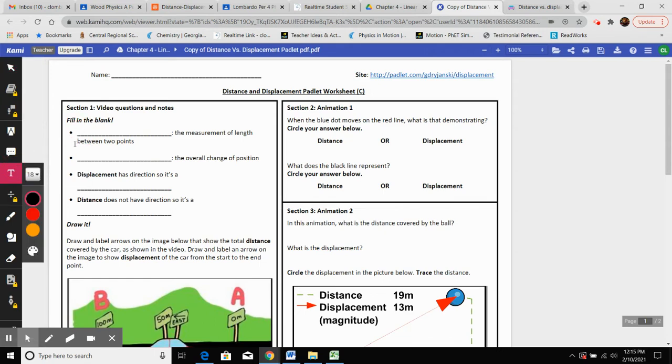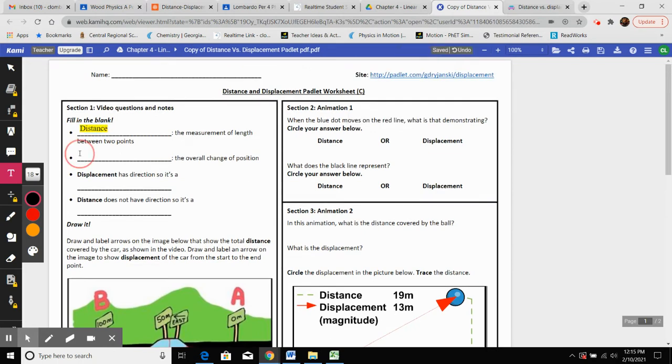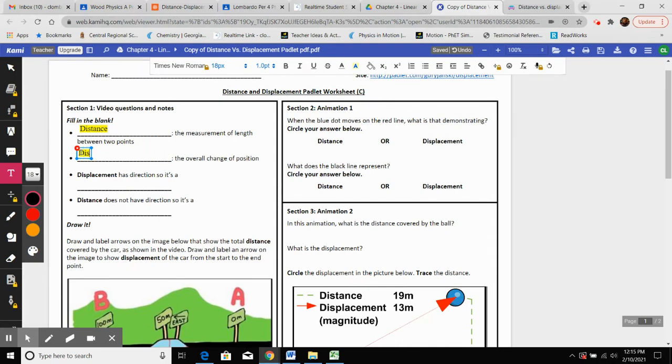Let's go to text box. Click in here. I'm going to have the highlight color be yellow. So in the first video, if you watch it, we have distance as the measure of length between two points. And then the overall change of position, we're going to call displacement.